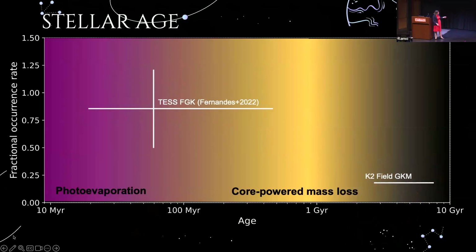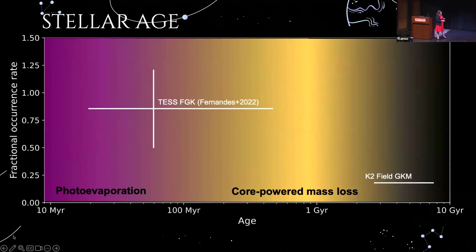Now, if it's photoevaporation, you expect that this population is dropping quickly and is down here when you get to a gigayear. If it's core-powered mass loss, you expect that it's still quite high for a long time, and then over this gigayear starts to drop. So how do we test this? K2 looked at two clusters, Praesepe and Hyades, that have an age of 600 to 800 million years, which is right here in the middle.